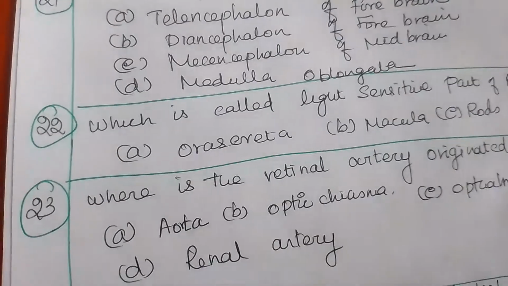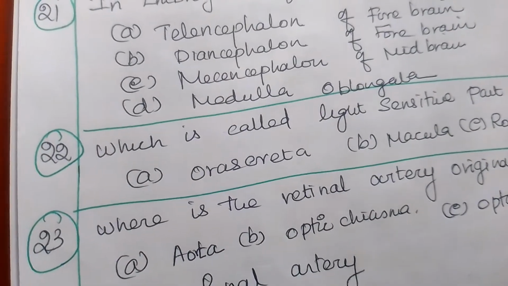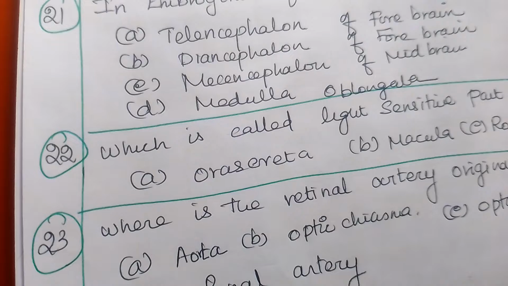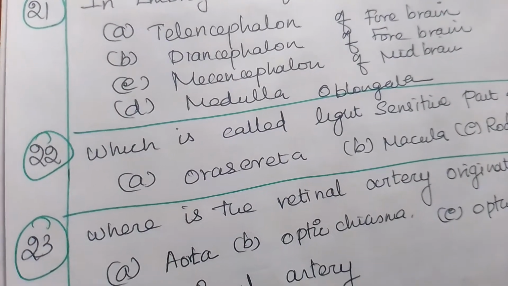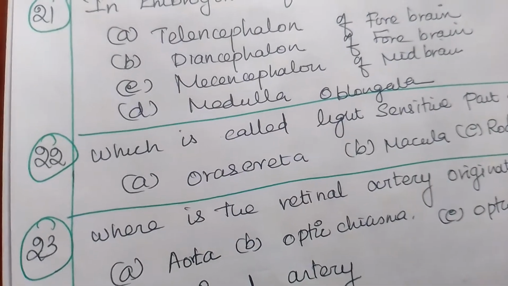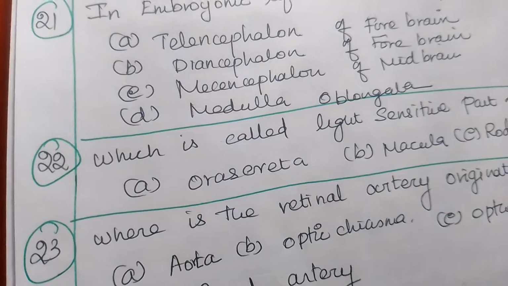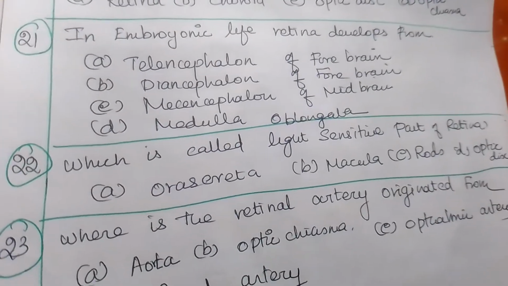What is called the light sensitive part of the retina? Can you guess what is the light sensitive part of the retina? A. Ora serrata, B. macula, C. rods, or D. optic disc. But the answer is ora serrata. It is the light sensitive part of the retina.